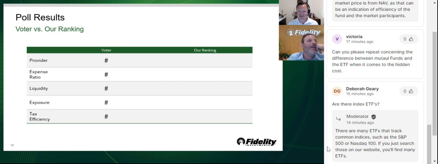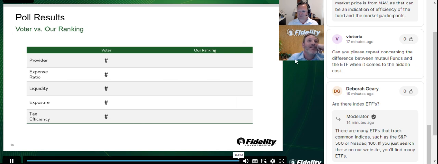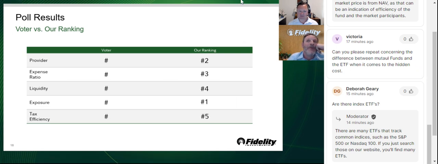Okay. So again, I think everything on this slide is extremely important. But if we go to the next slide, these are our quick rankings. So again, we have exposure here as number 1. We have provider as number 2. And again, I'll dig into a little bit of this as we go. We have expense ratio as number 3. Liquidity is 4. I'll pause just for 1 second.